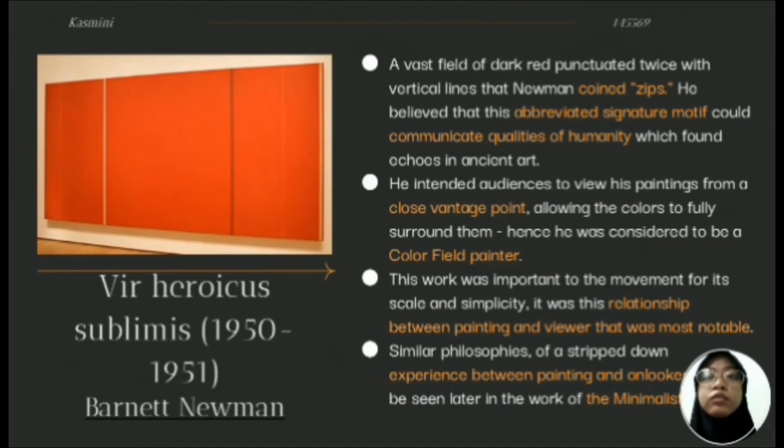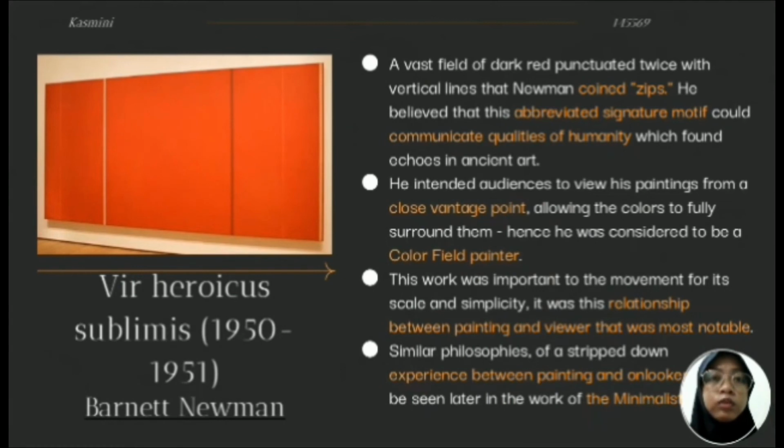In this artwork, we see a vast field of dark, punctuated twice with vertical lines that Newman called zips. He believed that this abbreviated signature motif could communicate qualities of humanity found in ancient art. He also intended the audience to view his painting from a close vantage point, allowing the color to fully surround them. Hence, he was considered to be a color-field painter.